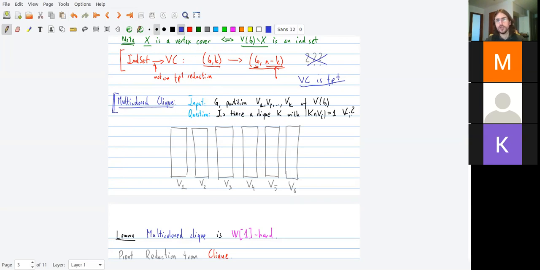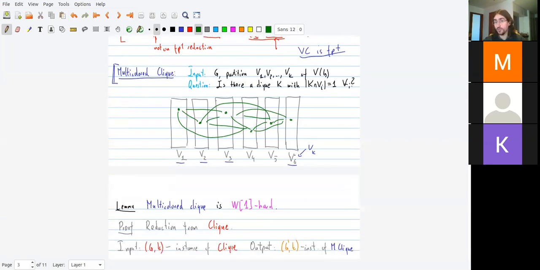So in the multicolored clique problem, I'm given a graph G and I have a partition of the vertex set into K disjoint sets, V1, V2, V3, up to VK. So here on this picture, K is equal to 6. And I ask whether there is a clique in this graph that contains exactly one vertex from each of the parts. So the clique should look like this. Well, I will not draw all the edges, but these vertices should be pairwise adjacent. So note that in the multicolored clique instance, the edges within the parts do not play any role, because I will never pick two vertices from the same part.